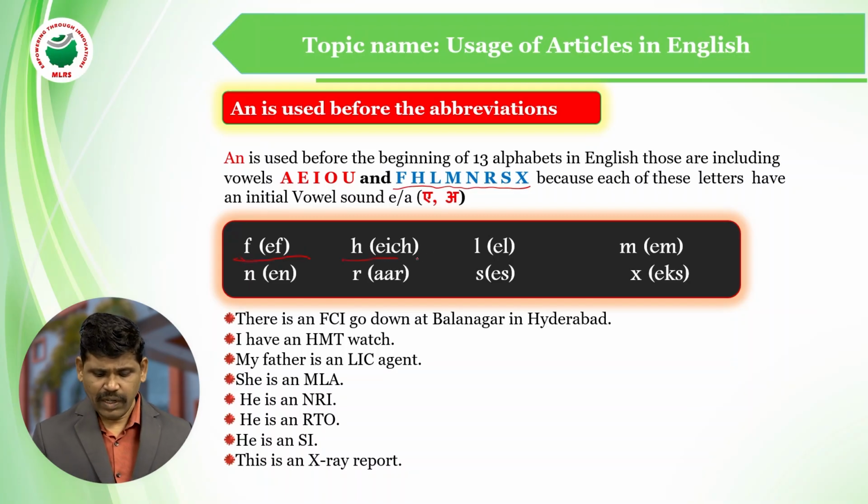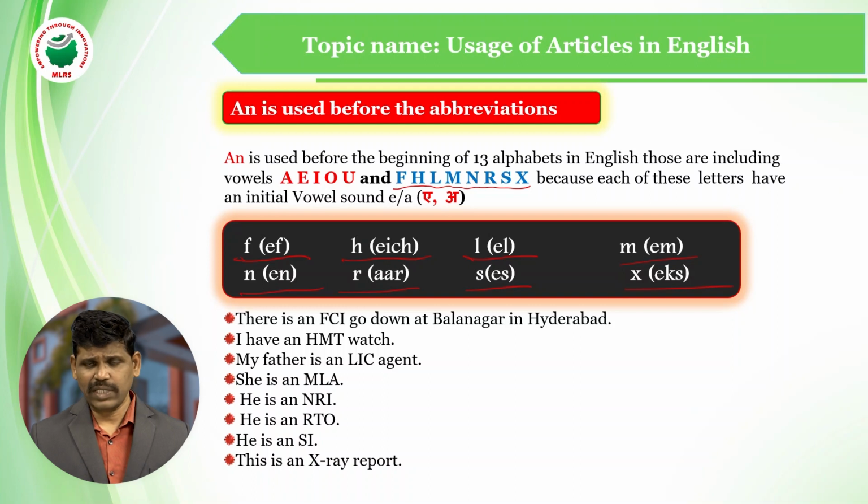In the same way, in alphabet H also, an A sound is there. L, M, N, R, S and X, in these alphabets an A sound is there. A is a vowel, so the A sound is a vowel sound. So whenever we begin any abbreviation with these alphabets, we must remember to use article an in front of these abbreviations.